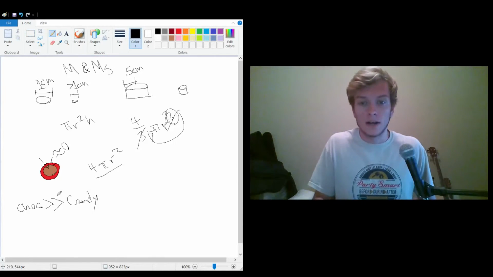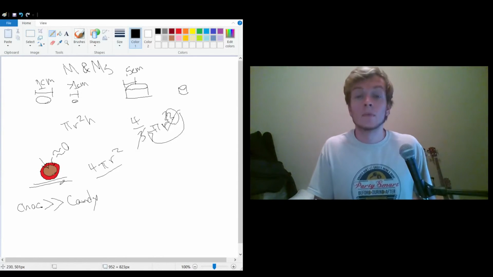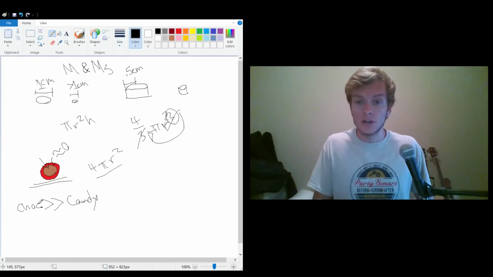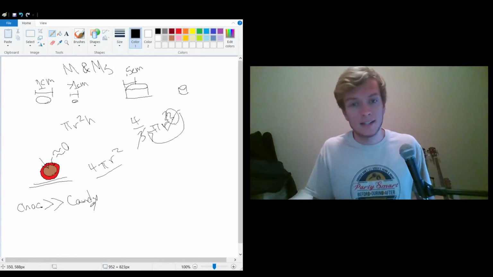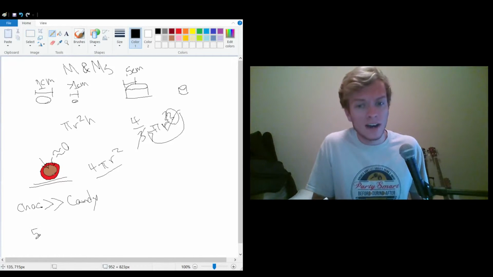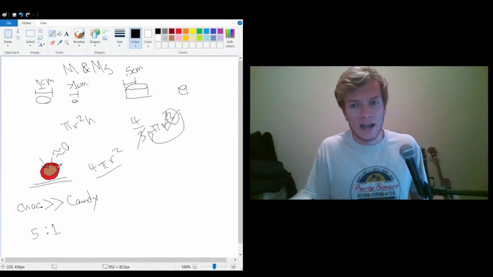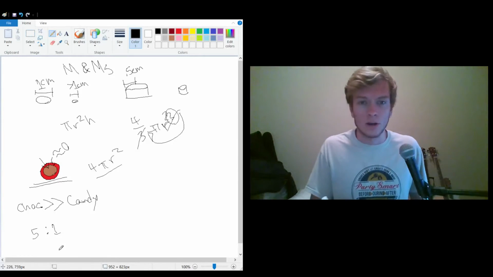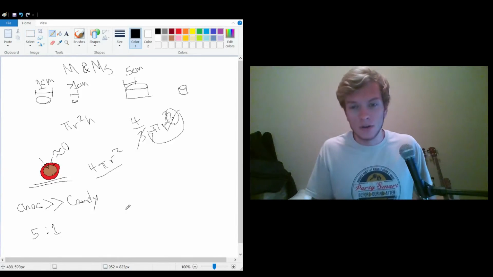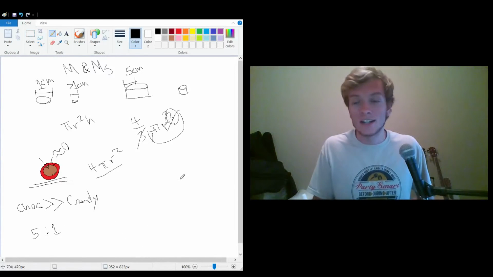And so this is the normal M&M. The ratio of chocolate to candy, we could give an estimate, would maybe be about 5 to 1 in terms of volume when you consider the actual volume. Someone could probably run the numbers on that. I don't have the time to run the actual numbers, but in concept, this does make sense.